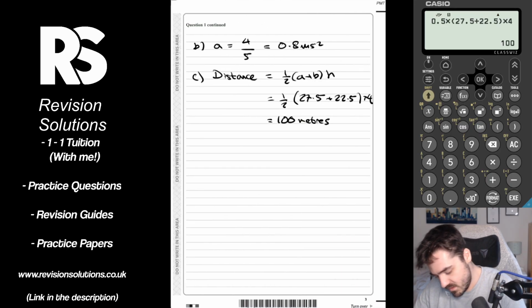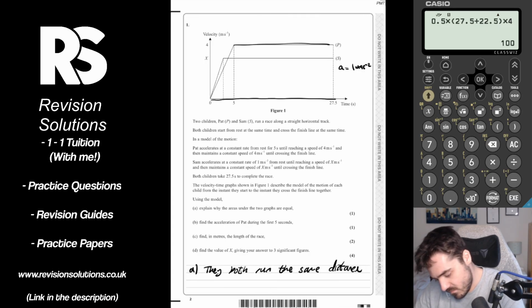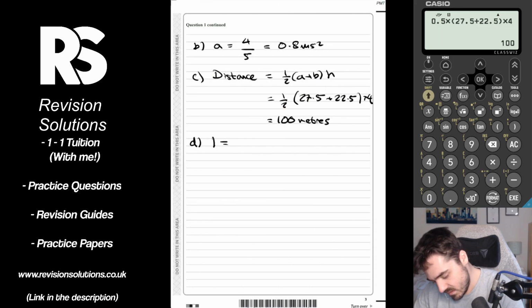So first off, if we use the acceleration, we know the gradient is 1, or the acceleration is 1, so 1 must equal x over, let's call this value here, where he stops accelerating, t. So 1 is x over t, or in other words, x equals t.